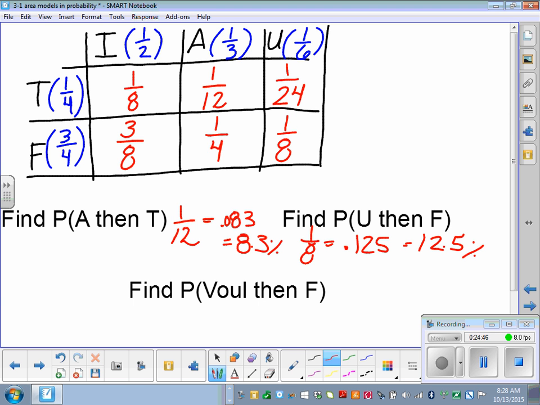Okay, this next one. This one's kind of trickier. Find the probability of landing on a vowel then an F. So the whole top's vowels. Yeah? And then this is F. So it would be this plus this, right? So add those up, and what do you get?